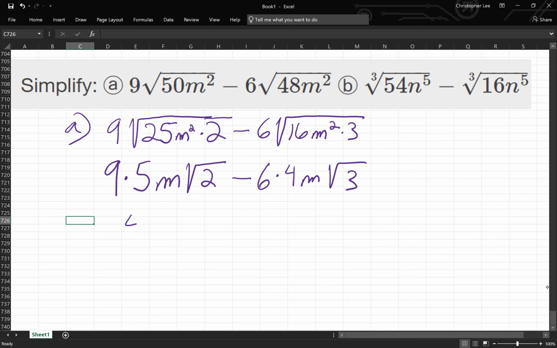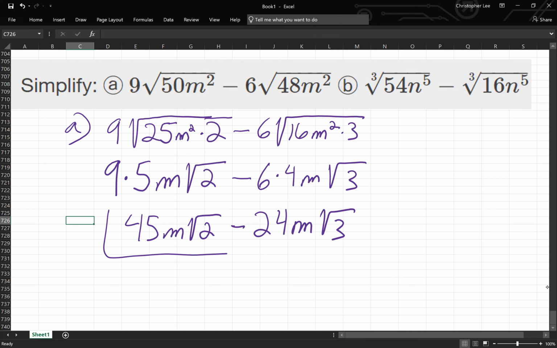Let's do the math on this. 9 times 5 is 45m square root 2 minus 6 times 4 is 24m square root of 3. Now notice they have different radicands and I can't simplify it any further. So this whole thing is my answer. All right?